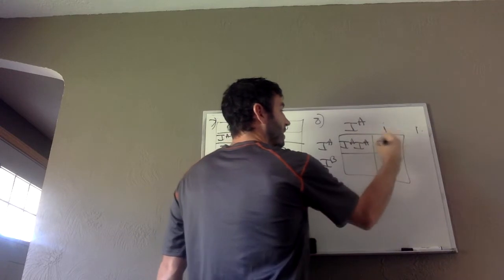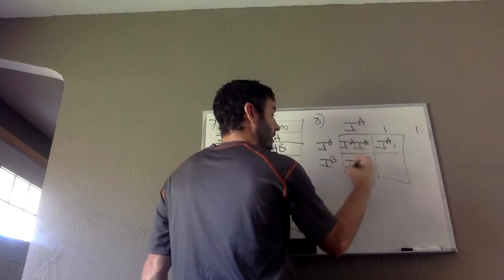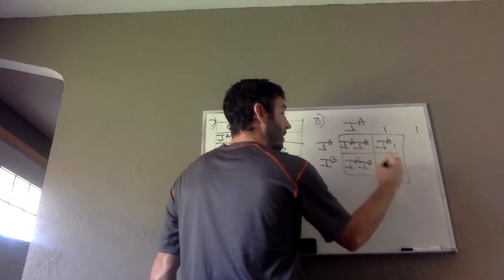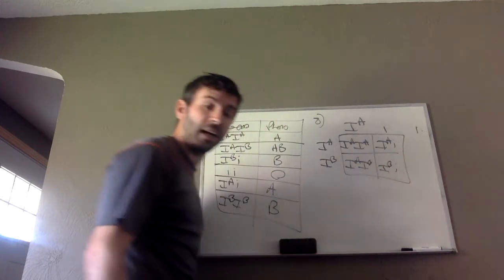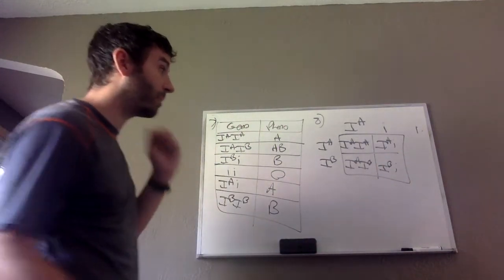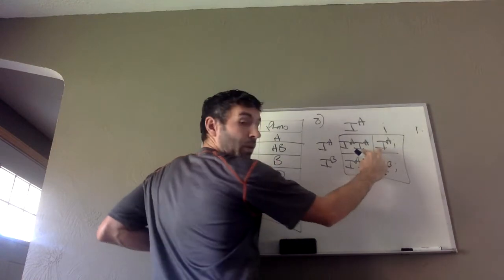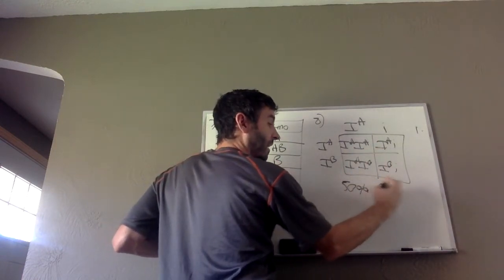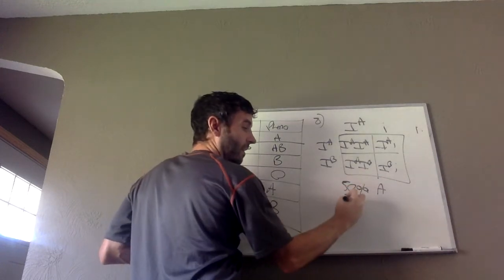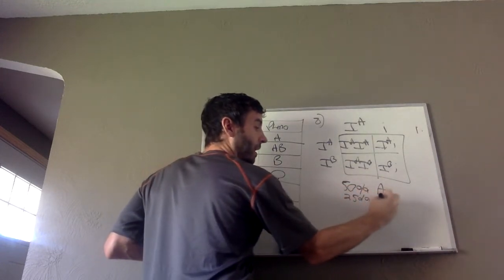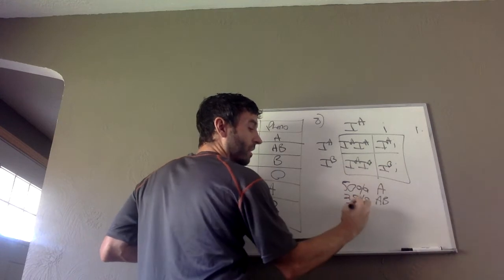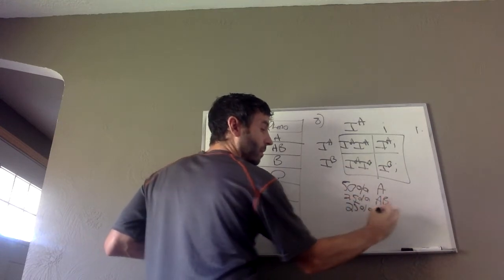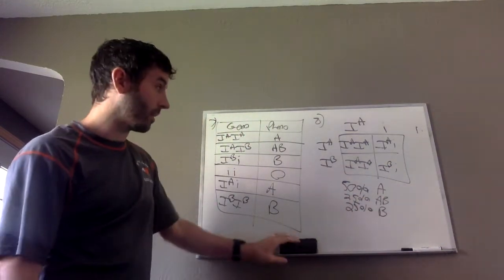IA, IA, IA, IA, IB, IB. Okay, now let's do the phenotypic ratio. So these two boxes represent 50% type A. This box represents 25% type AB, and this box represents 25% B. Okay, I'm going to erase that.